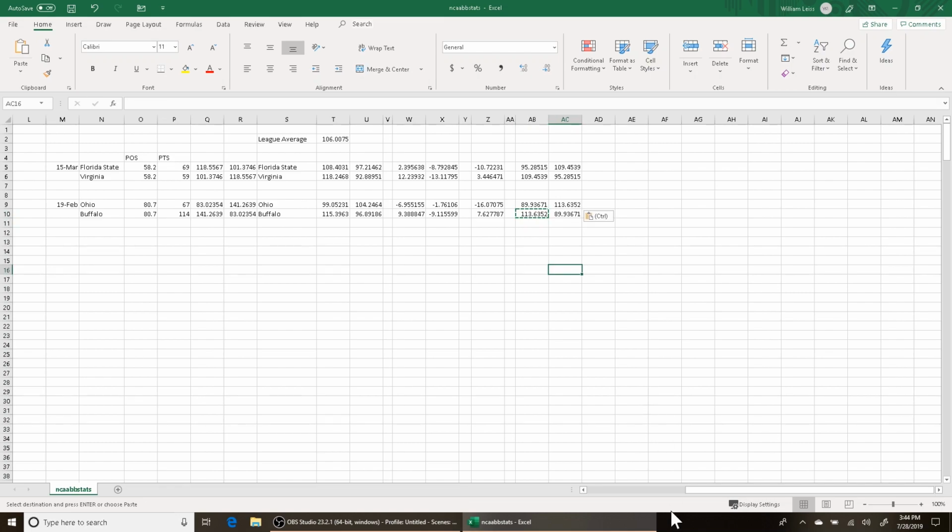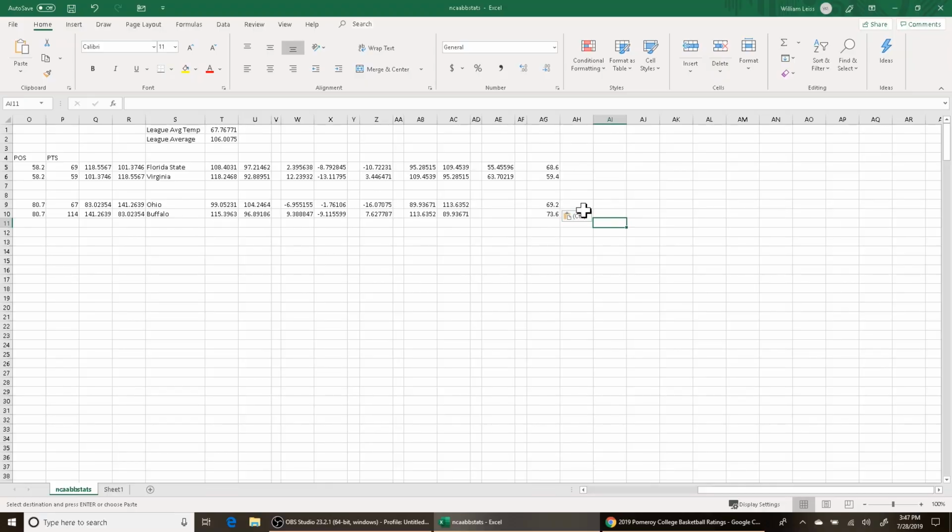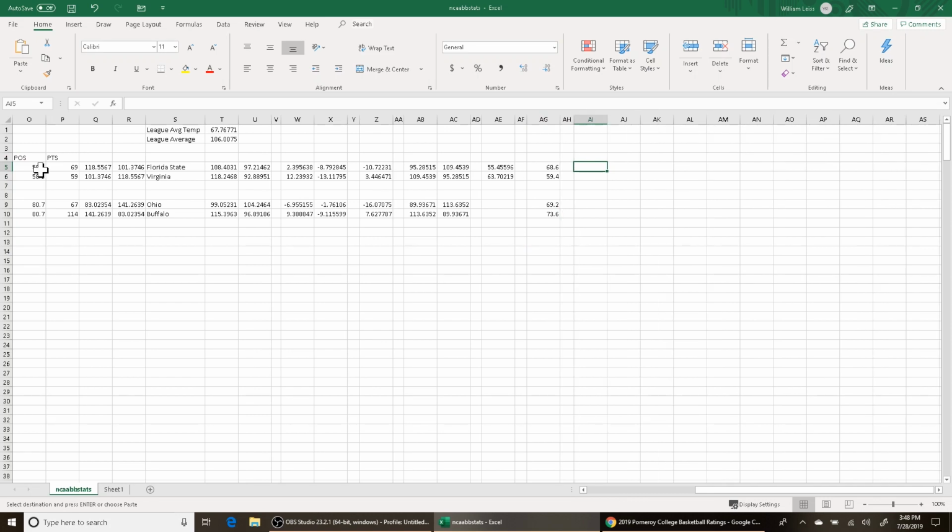And we can do the same thing for tempo. Now, the league average tempo last year was 67.76. So what if we wanted to calculate tempo expectation as well? Well, I have every team's tempos from last year right here. And now we can calculate the expected tempo if they were to play again, instead of just assuming they're going to play at the same pace the next time they played.